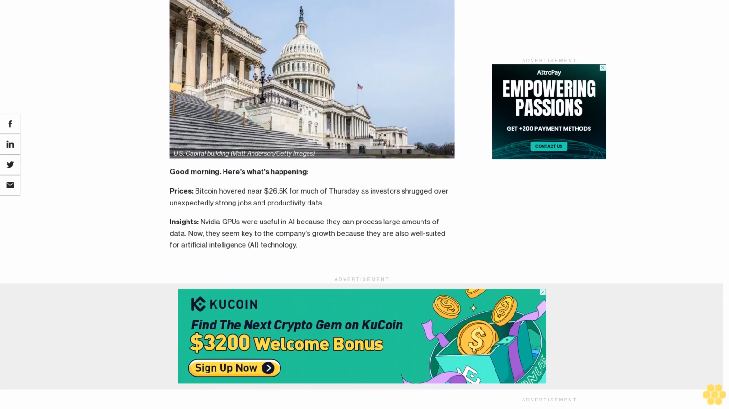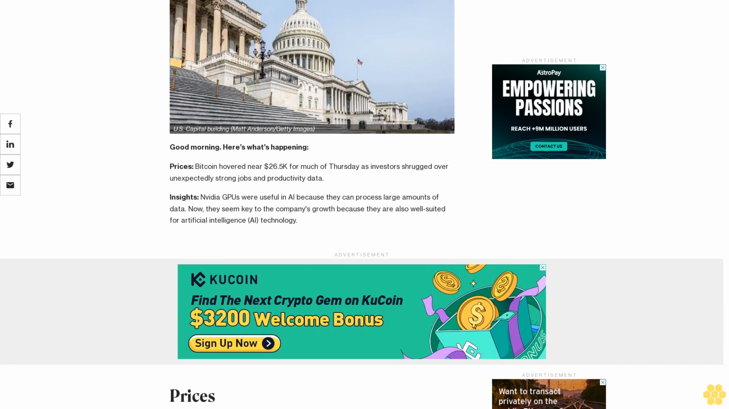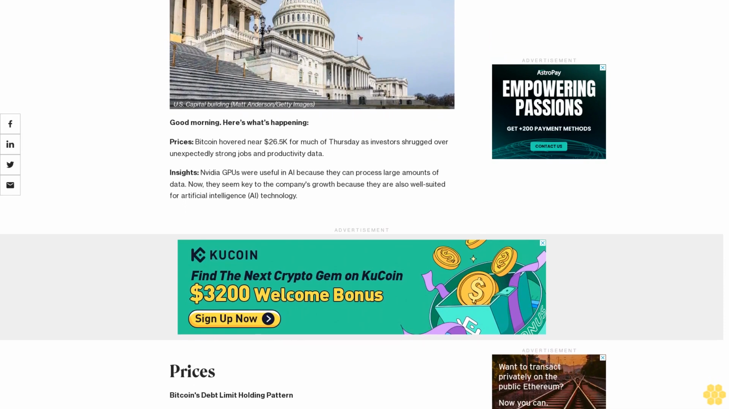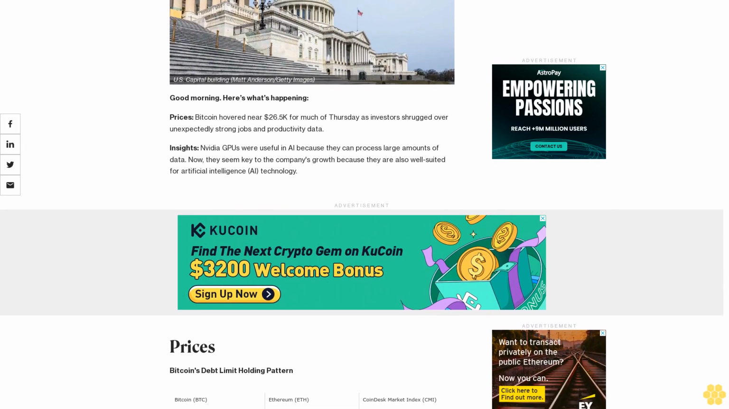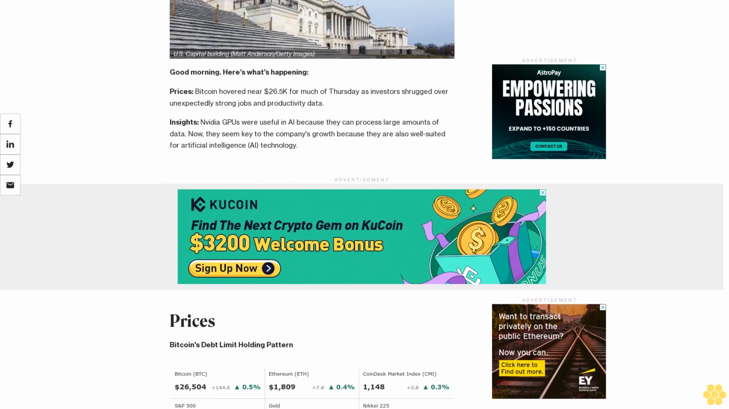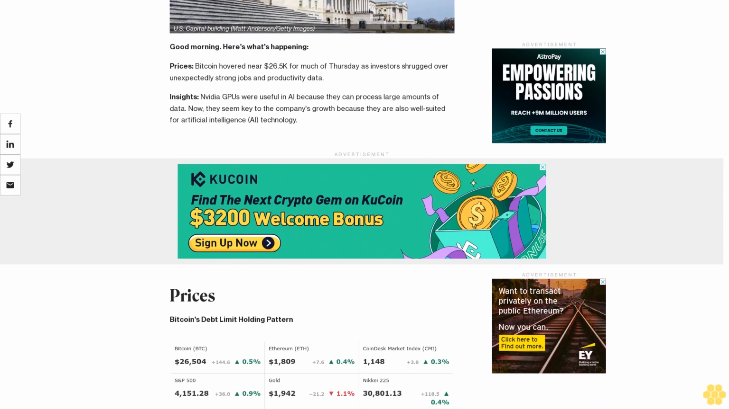Good morning. Here's what's happening. Prices: Bitcoin hovered near $26,500 for much of Thursday as investors shrugged over unexpectedly strong jobs and productivity data. Insights: Nvidia GPUs were useful in AI because they can process large amounts of data. Now they seem key to the company's growth because they are also well suited for artificial intelligence technology.